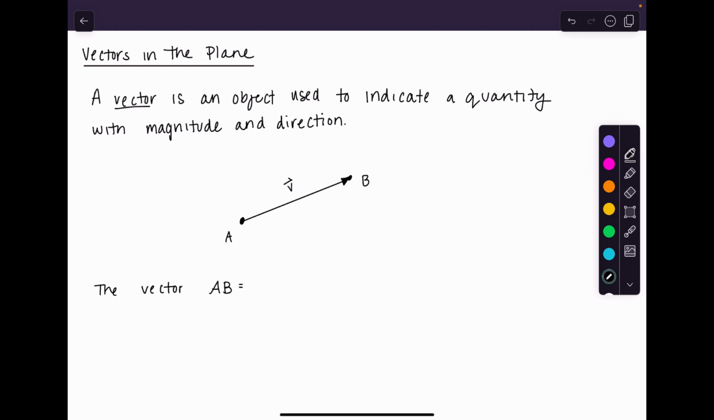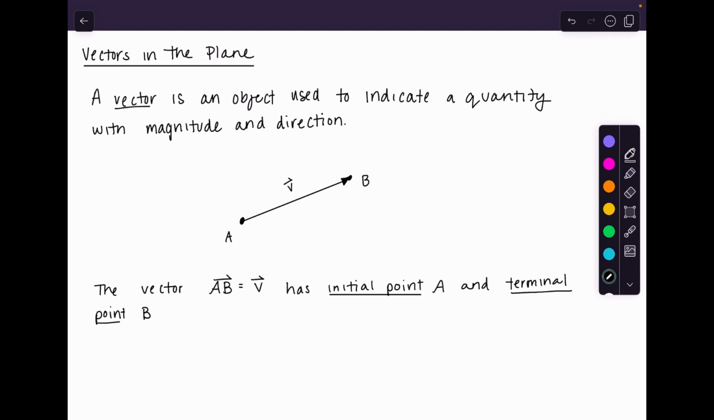which is also what we're calling V. And again, we put the arrow to indicate it has this direction. This has initial point A and terminal point B. So the length of this vector, which is basically just the distance between these two points, represents its magnitude, and the arrow is pointing in the direction that the vector is heading.